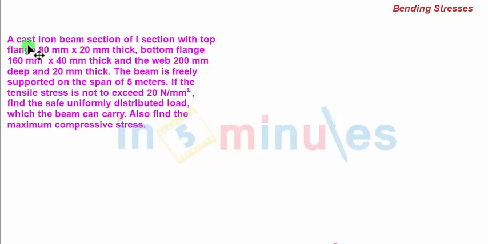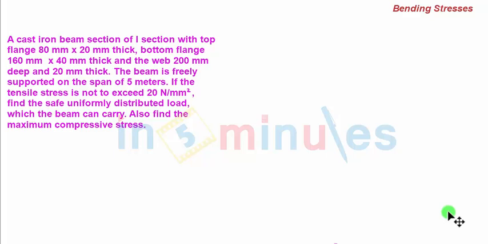The problem statement is: a cast iron beam of I section with top flange 80 mm multiplied by 20 mm thick and bottom flange 160 mm multiplied by 40 mm thick, and the web is 200 mm deep and 20 mm thick. The beam is freely supported on a span of 5 meters. If the tensile stress is not to exceed 20 Newton per mm square, find the safe uniformly distributed load which the beam can carry. Also find the maximum compressive stress.